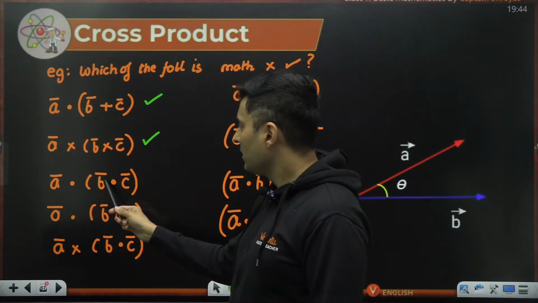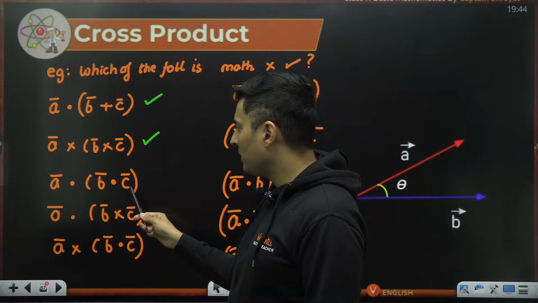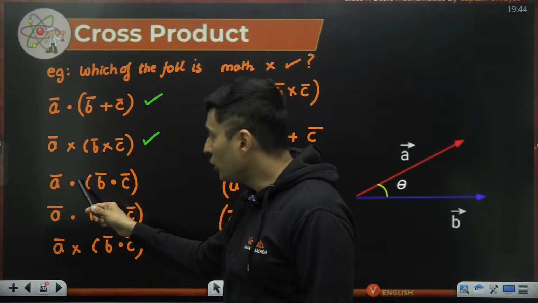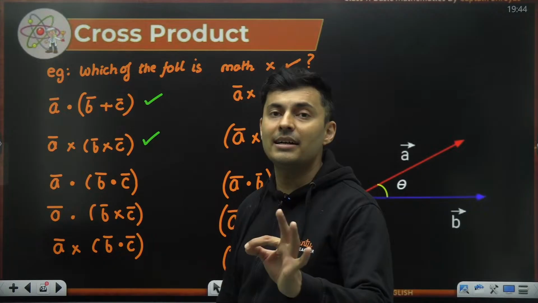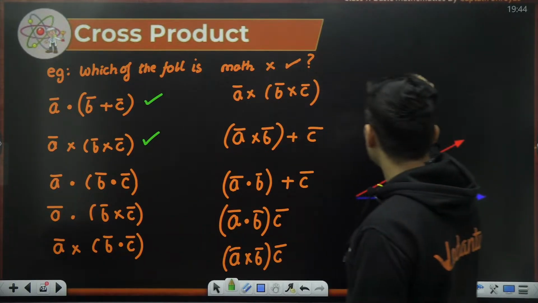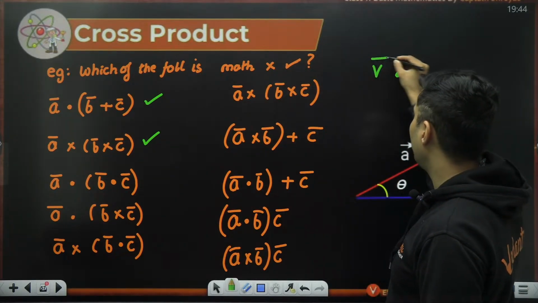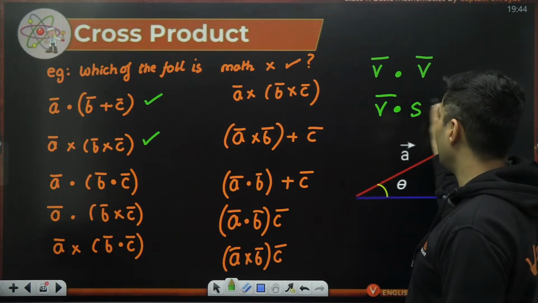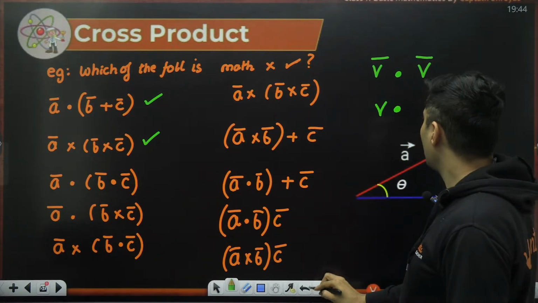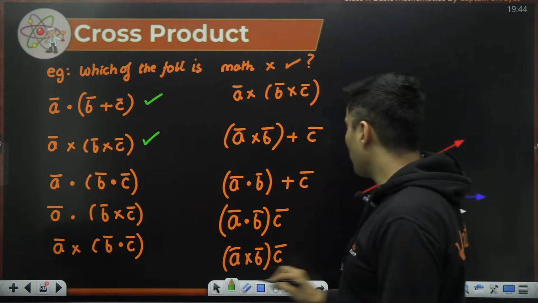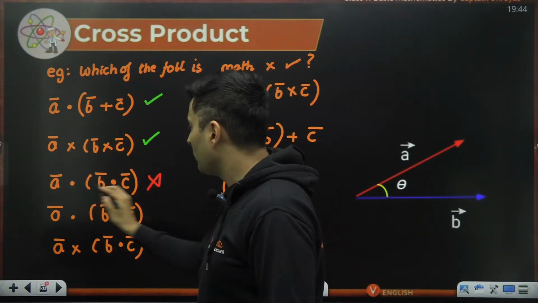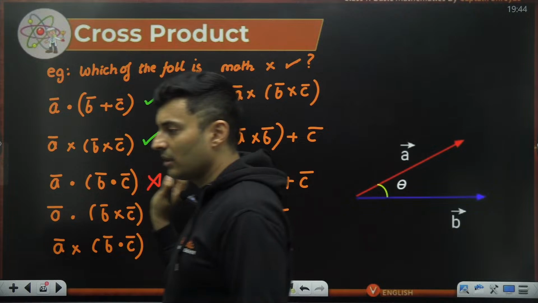What about this? Vector dot product with a vector. Dot means it's a scalar number. Scalar dot a vector is illegal. Whenever I have a dot symbol, this should be a vector, this should be a vector. Whenever I have dot, if this is a vector and this is a scalar, this is illegal, guys. So 100% that is wrong to write down. Dot product, this should have been a vector, not a scalar number.